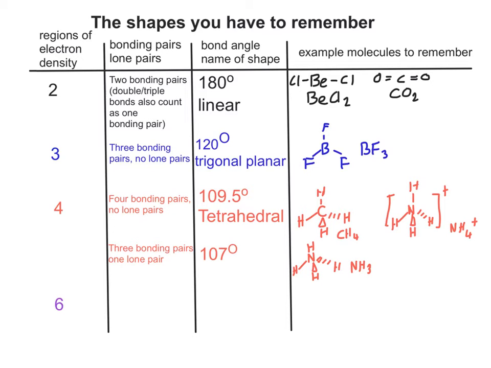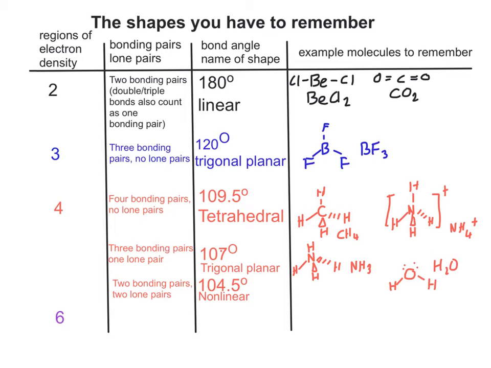Sticking with 4 regions of electron density, we also have the arrangement where you have 3 bonding pairs and 1 lone pair. That gives us 107 degrees, which is called trigonal pyramidal, and a classic example would be ammonia. And still with 4 regions of electron density, the third arrangement is 2 bonding pairs and 2 lone pairs. This is called nonlinear and has a bond angle of 104.5, and the classic example we refer to at A level is water.